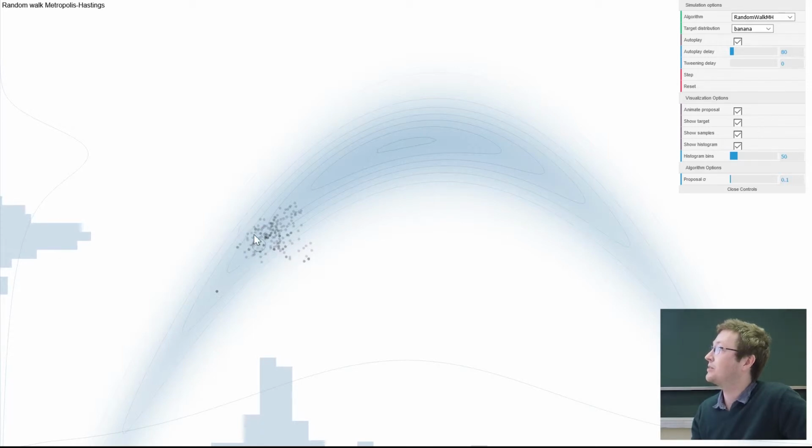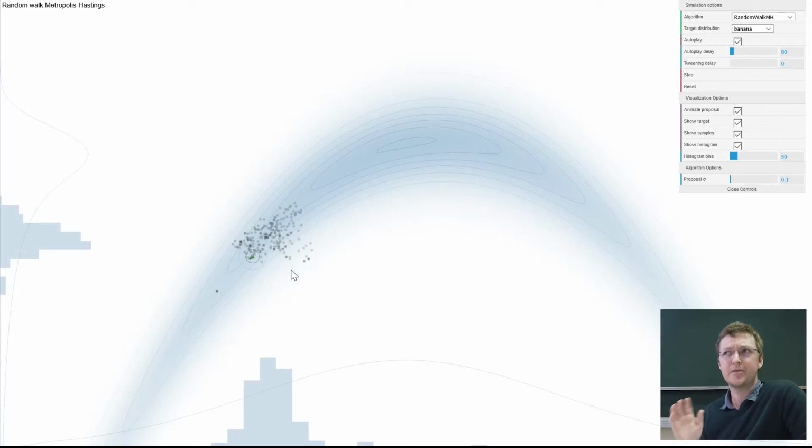And so you can see now we're actually moving around a lot more. We're accepting a lot more points, which in a way is good for our algorithm. Having all our proposals rejected is not a good thing. But the downside is, you see how the points that it's creating are all on the left half of the banana. It's not really representative of the distribution.